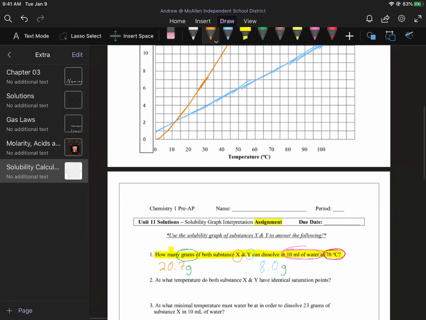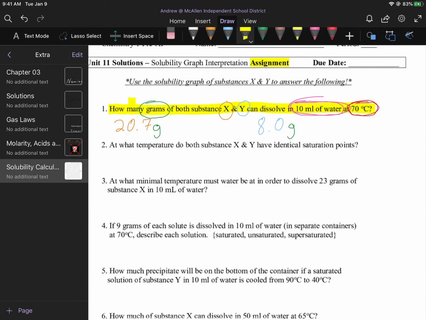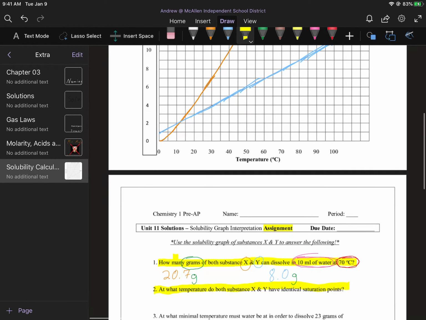But number 2. At what temperature do both substances X and Y have identical saturation points? Now, your saturation point is the point right on the line. That's where you have exactly the right amount of solute in your solvent. Now, we're looking for the point where these two lines intersect, where they have the exact same number. That's right there. And the question's asking us the temperature. That's the x-axis, so we have to come down to here.